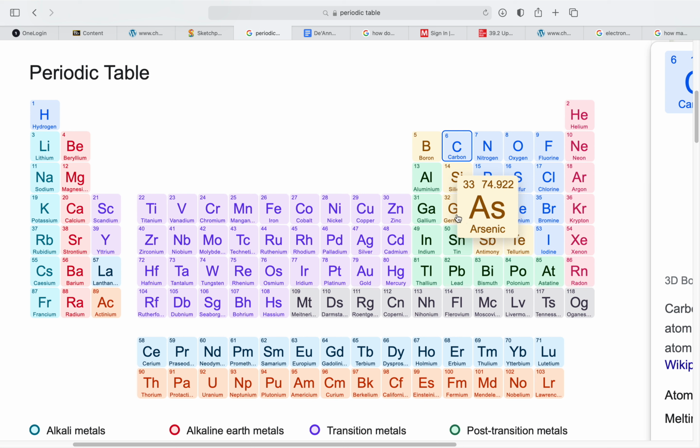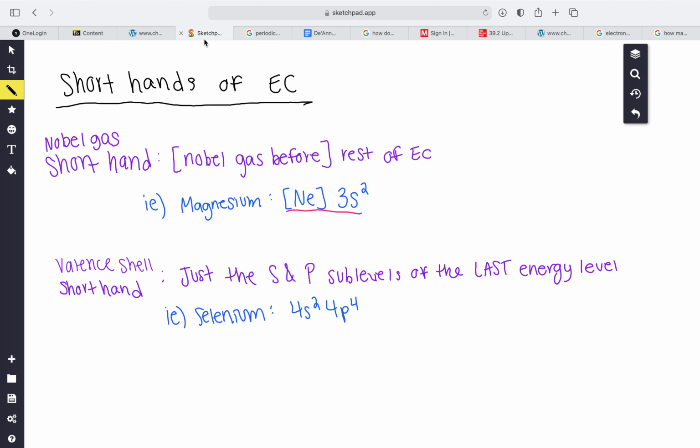If we move over to the s, we can see it's in 1, 2, 3, 4. It's in the 4th energy level, so we're going to fill this one. So it's going to be 4s2. We're going to move over. It's going to be 4p, 1, 2, 3, 4, which we have written here. 4s2, 4p4. And that would just be your answer when you're asked for the valence shell shorthand.